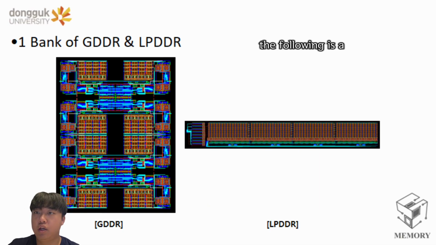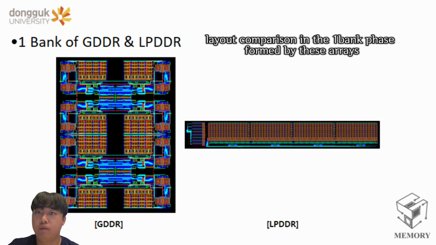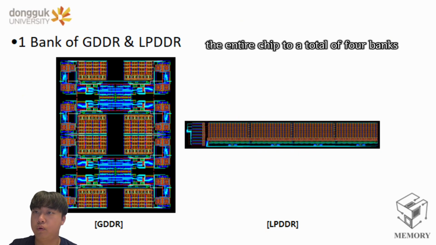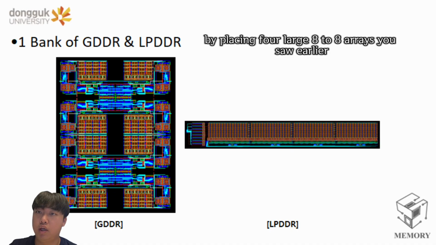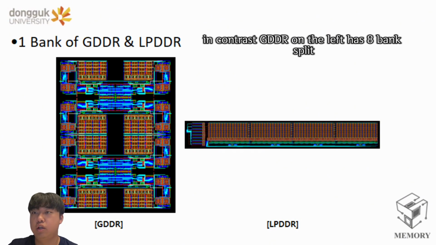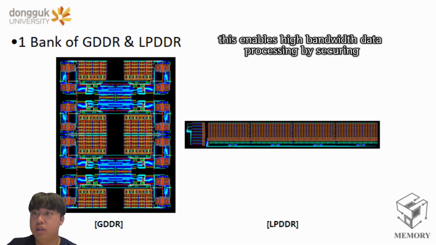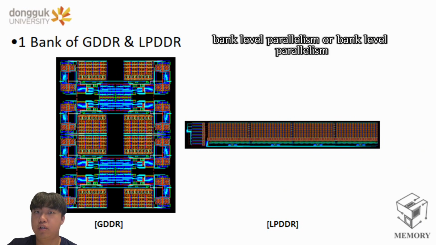The following is a layout comparison in the one bank phase formed by these arrays. The LPDDR on the right is a structure that simplifies the entire chip to a total of 4 banks by placing 4 large 8 by 8 arrays you saw earlier. In contrast, GDDR on the left has an 8 bank split structure that places 8 small 4 by 4 arrays and doubles the number of independent banks compared to LPDDR. This enables high bandwidth data processing by securing bank level parallelism.